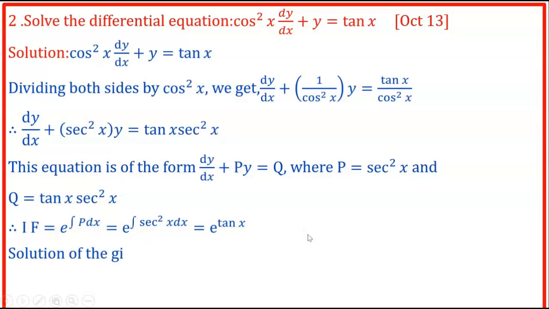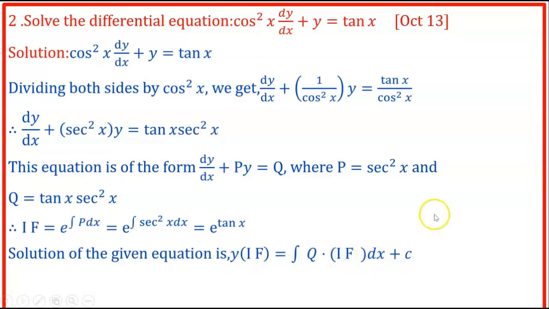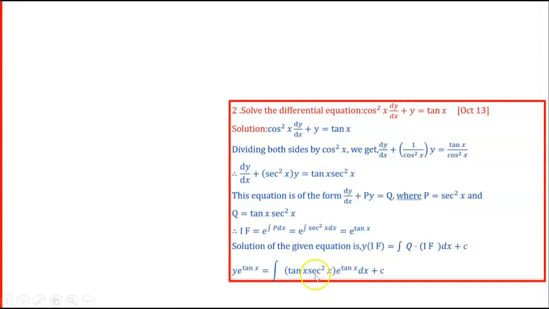Okay, now the solution of the given equation is y · IF = integral of Q · IF dx + c. Therefore, y · e^(tan x) = integral of tan x · sec²x · e^(tan x) dx + c. Now next, evaluate this integration.